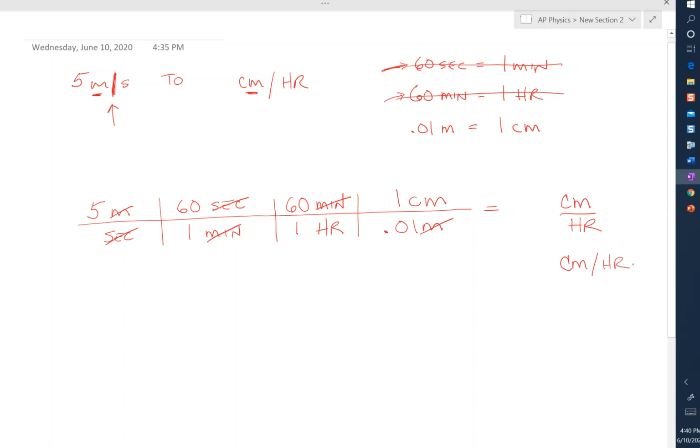So it's 5 times 60 times 60 on top. And then the only thing I'm dividing by, I can divide by 1 on the bottom, but that's not going to do anything. The only thing that's going to make a difference is to divide by the 0.01 meters. And here's what I get. It's a big number. It's 1.8, and I'll put it in scientific notation, 1, 2, 3, 4, 5, 6 times 10 to the 6.